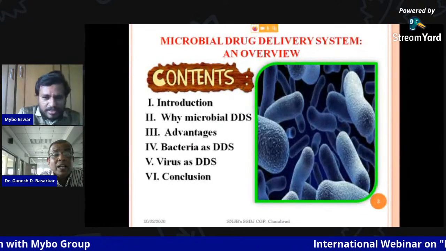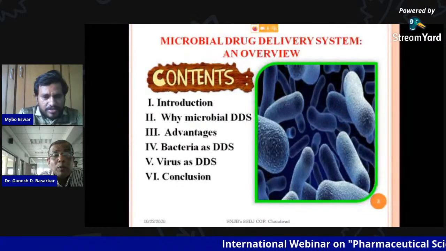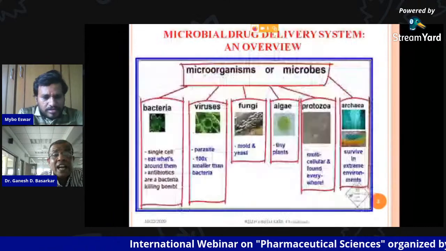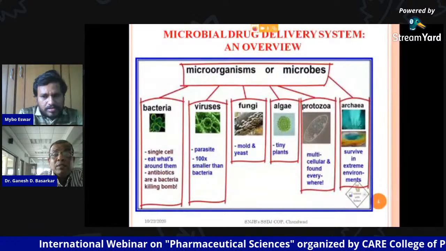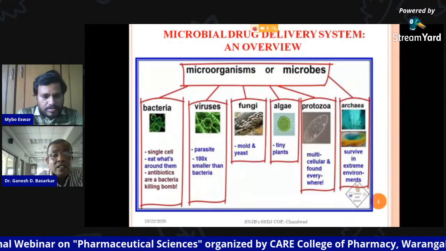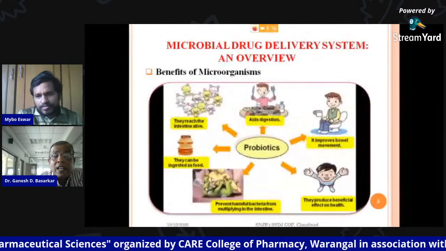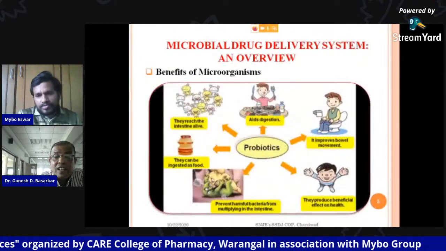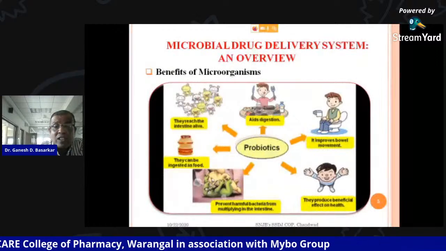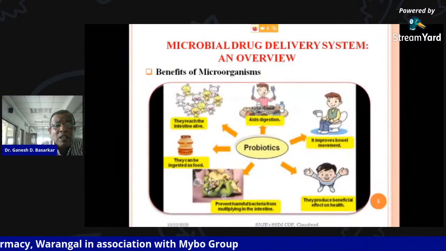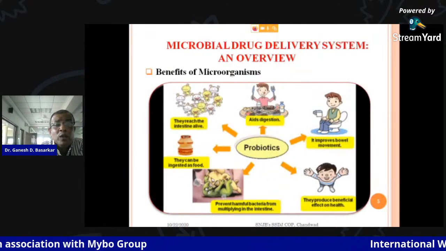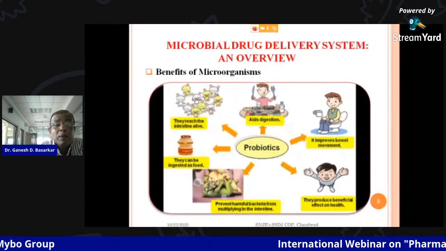I was explaining the introduction: why microbial drug delivery, its advantages, and the bacteria. So these are the types of microorganisms where I have discussed bacteria and fungi. We always know that there are hazards and dangerous things available with the microorganism, but there are certain benefits also with microorganisms. These are explained in this slide.